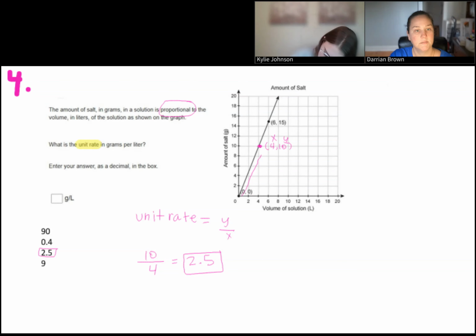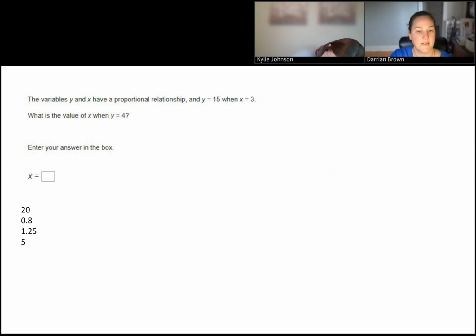All right, moving on. This is going to be slide 6, number 5. All right, this question says the variables y and x have a proportional relationship. That's very important. So let's highlight that. So they are proportional. That's good. And y equals 15 when x equals 3. What is the value of x when y equals 4?